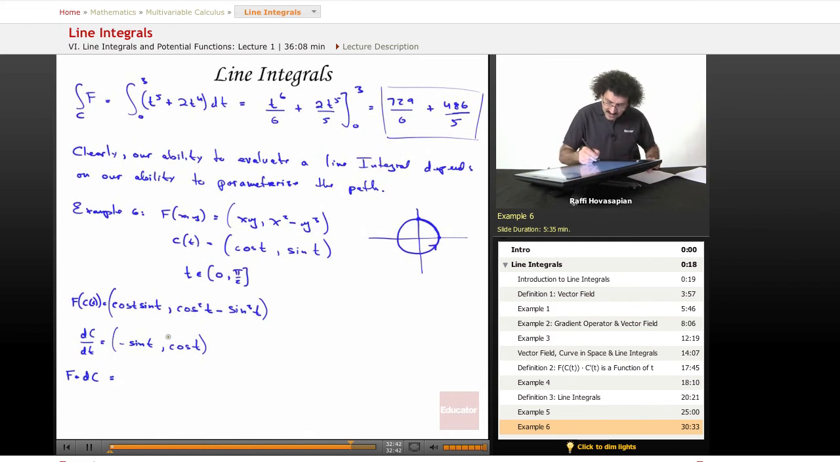So we're going to have this times this. So it's going to be minus sine squared t cosine of t plus this times that, plus the cosine cubed of t minus... actually, you know what? Let me go ahead and erase this. Let me start on the next page. I want this particular integrand to be very, very clear.